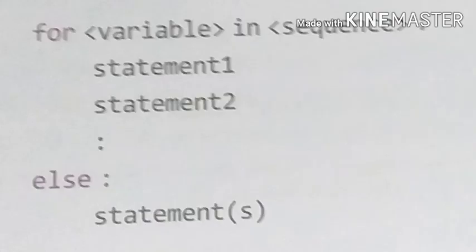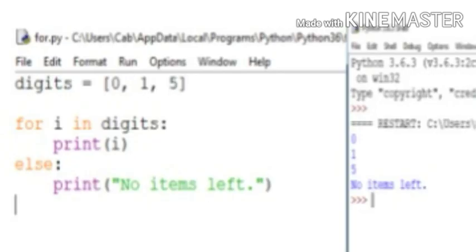Next topic is loop else statement. Python loops have an optional else clause. Now let us first discuss for else statement. That is, the syntax for else statement is for variable in sequence colon statements, then else statements. See the program: digits equal to 0, 1, 5. For I in digits, print I, else print no items left. So in this example, it prints the value 0, 1, 5. Okay, otherwise it prints no items left.